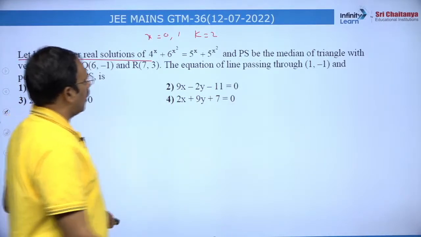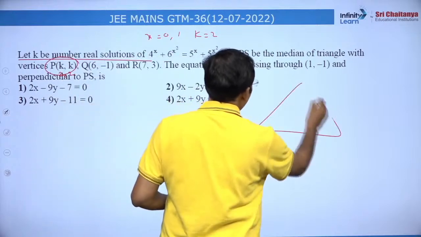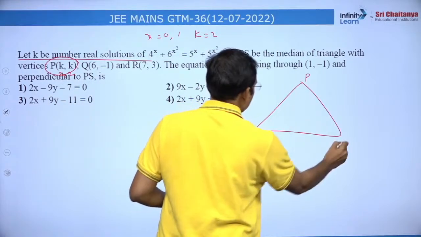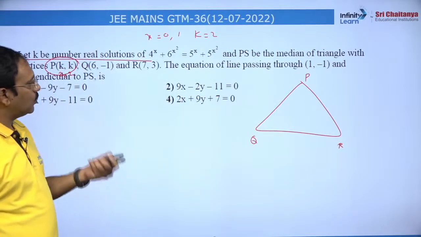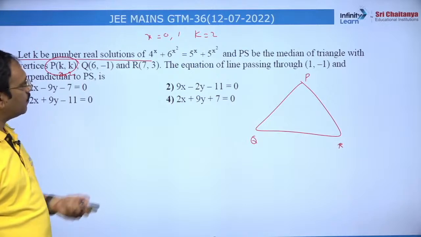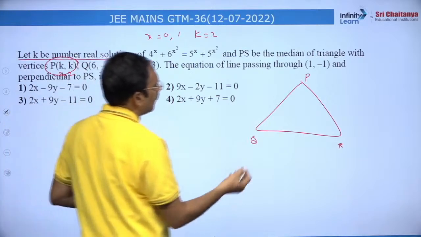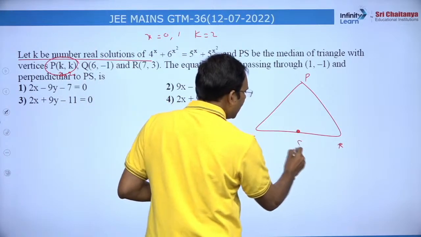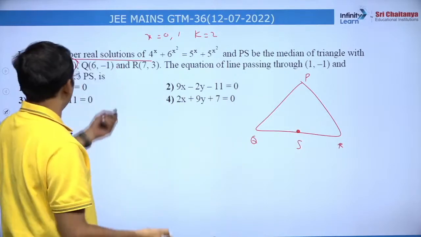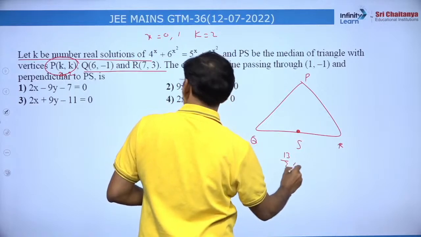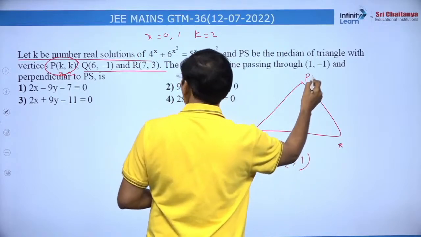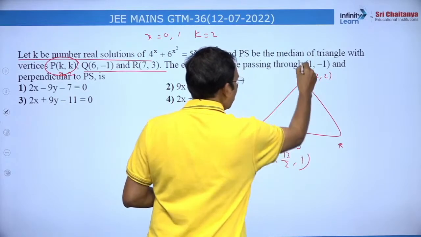So, PQR is a triangle, you know, PQR, fine, and the equation of the line passing through 1 comma minus 1 and perpendicular to PS, where PS is the median of the triangle. Here you can find S, which is midpoint of Q and R. Q and R midpoint is 13 by 2 comma 1. P is already 2 comma 2. Can you find PS line?